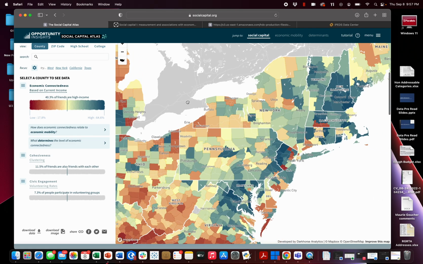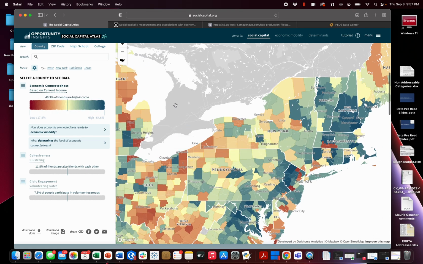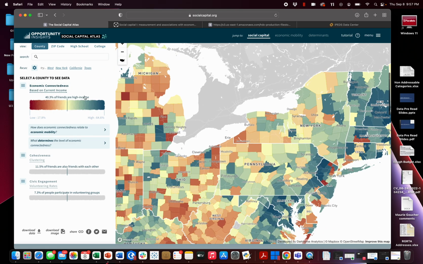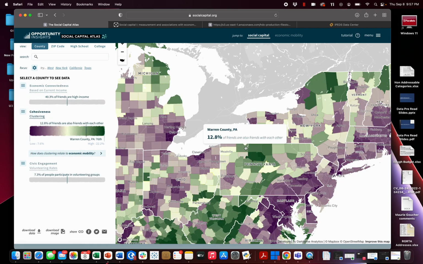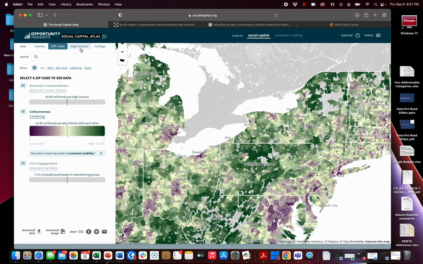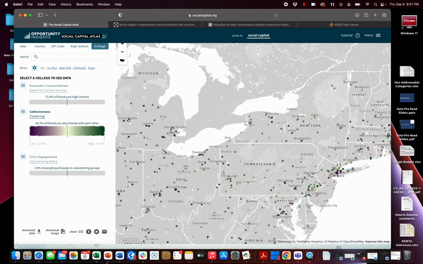And the cool thing is they turn it into a map where you can look at any county or zip code and see these things, right? How economically connected are people there? How much clustering is there in friend groups? And you can break it down by zip codes and by high school. And for what we're going to do today, colleges, right?